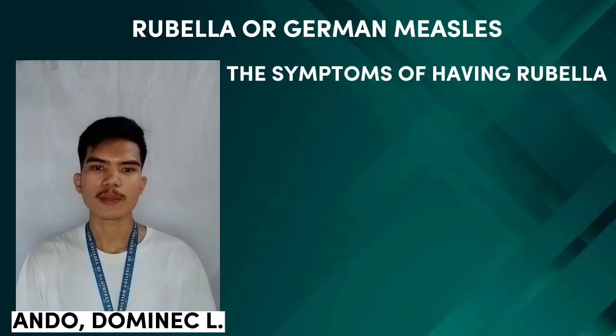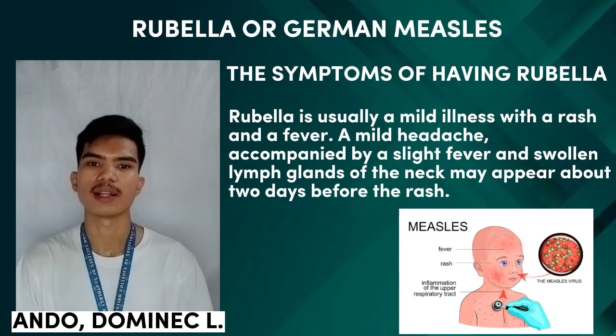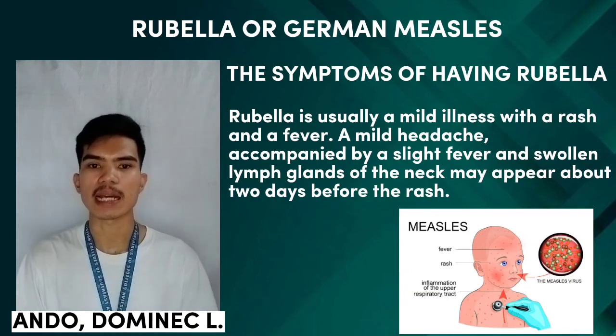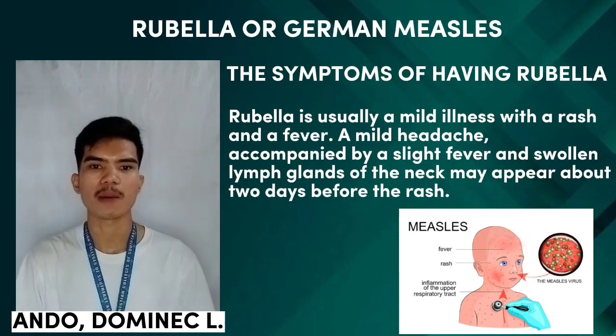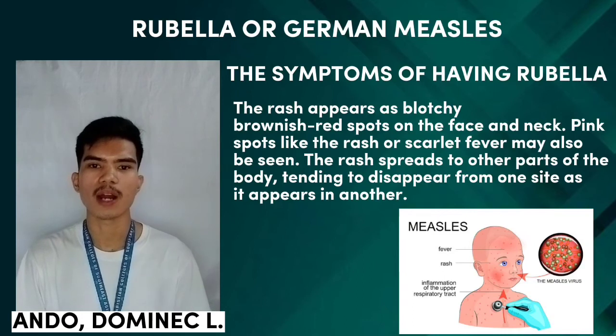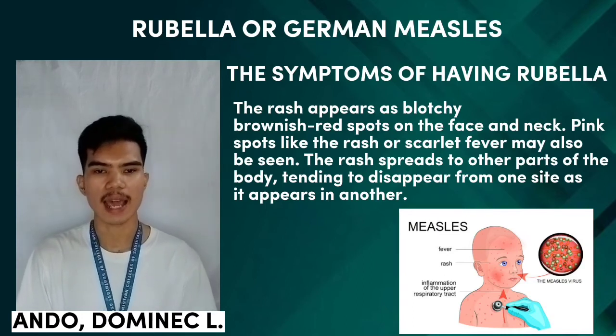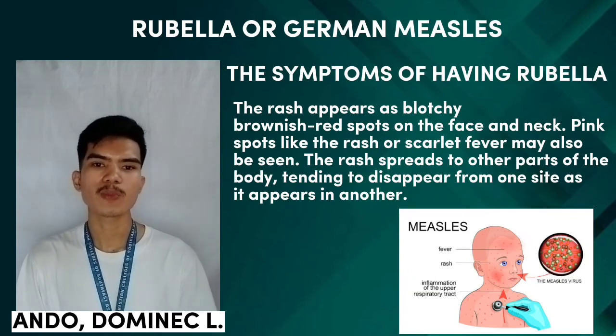So what are the symptoms of having rubella? Rubella is usually a mild illness with a rash and a fever. A mild headache accompanied by a slight fever and swollen lymph glands of the neck may appear about 2 days before the rash. The rash appears as blotchy brownish red spots on the face and neck. Pink spots like the rash of scarlet fever may also be seen.